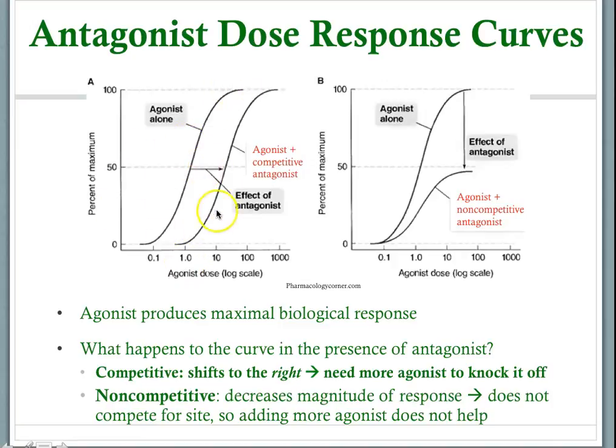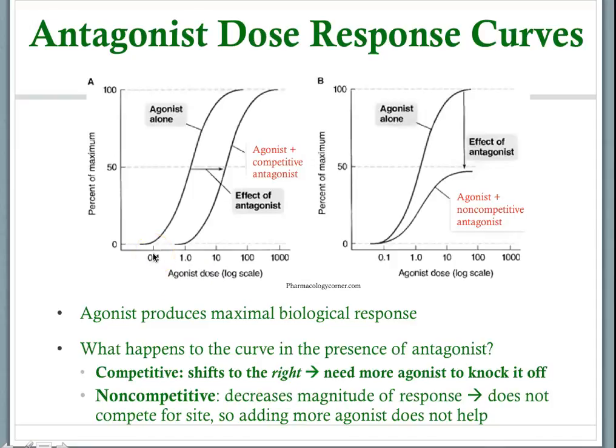So notice we still achieve the same maximal response with our agonist, but what is the key difference? The key difference is that if we have a competitive antagonist present, we need more. So this is the dose. This is the amount of the drug that we have to put into the system.